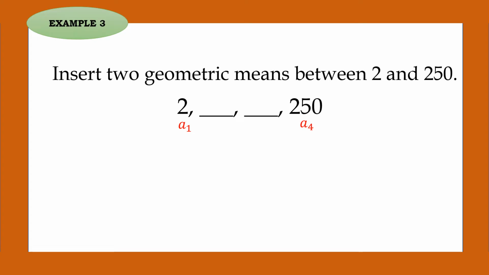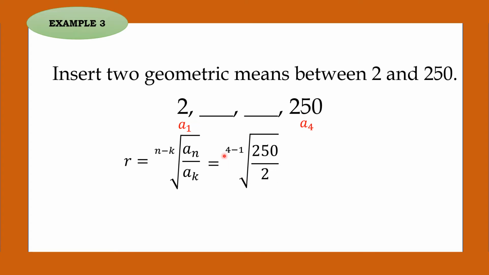We can use this to identify the common ratio given by the formula r equals the (n minus k)th root of a sub n over a sub k. The value of a sub n here is 250, and the value of a sub k here is 2. Substituting this to the formula, there we have 4 minus 1, which is the value of n minus k, and then the radical sign, 250 over 2.